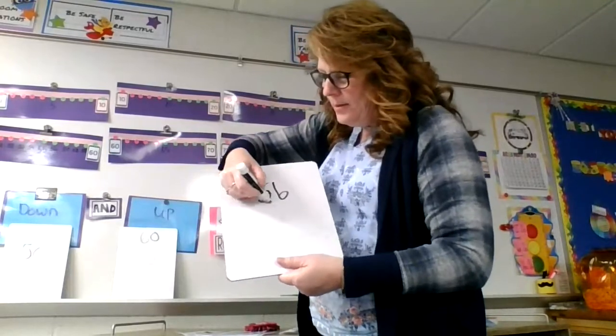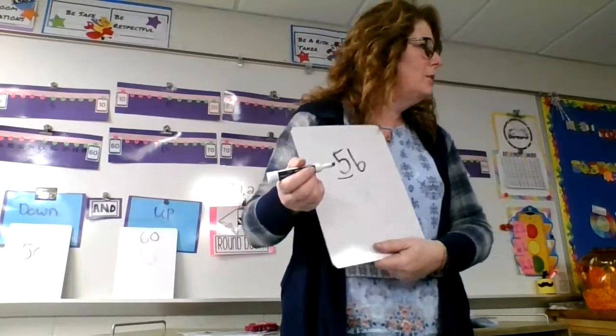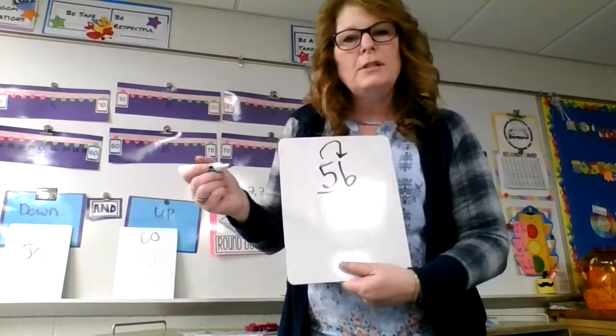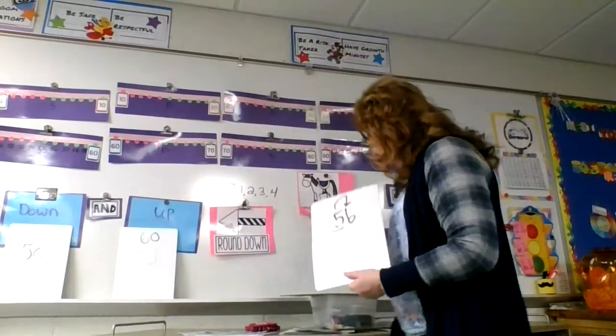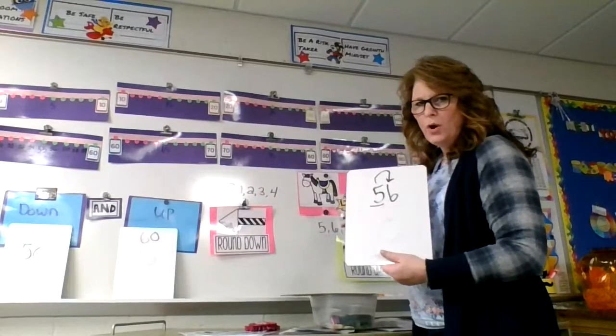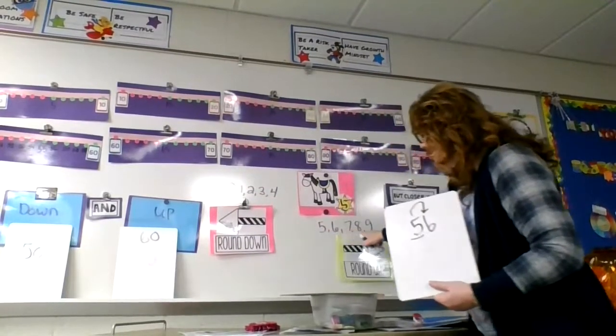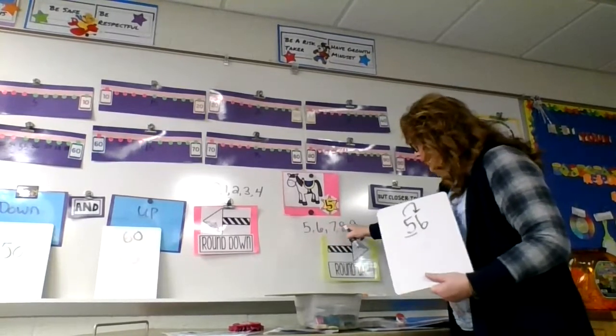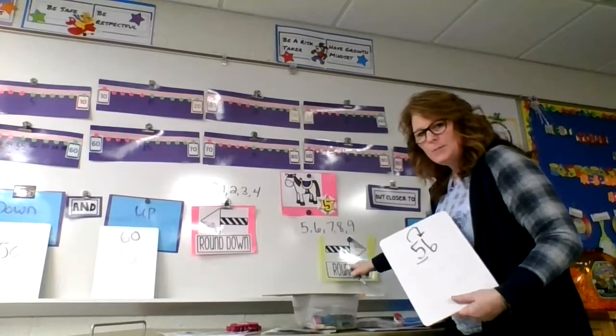Okay. The 5 is the place I'm rounding to. And I have to look to my neighbor. My neighbor is the 6. On our chart here with our galloping horse, 6 tells me to round up. See? 5, 6, 7, 8, 9. The 6 tells me to round up.